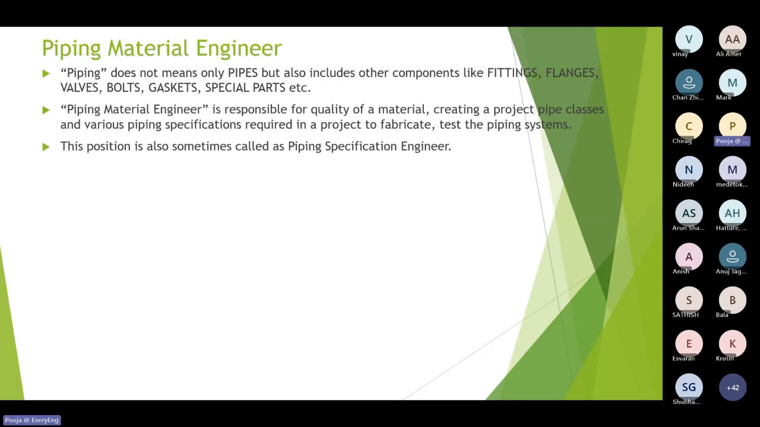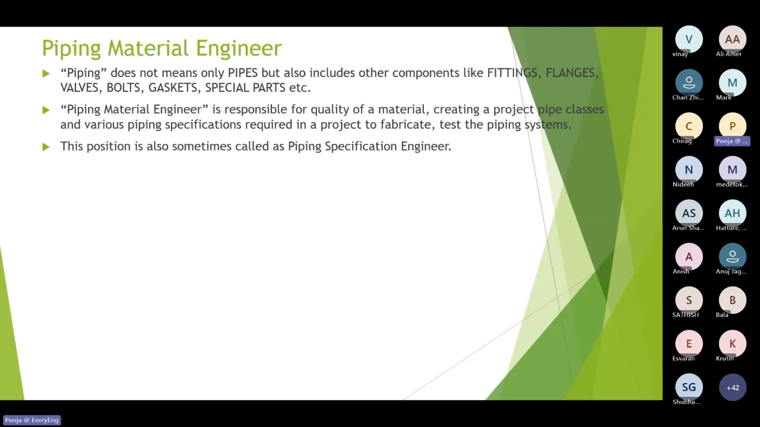As we all know, piping does not mean only pipes. It also includes other components like fittings, flanges, valves, bolts, gaskets, and special parts. The combination of all these piping components makes a piping system.